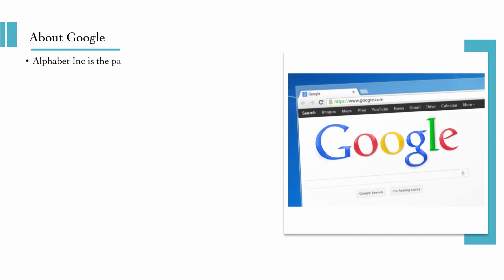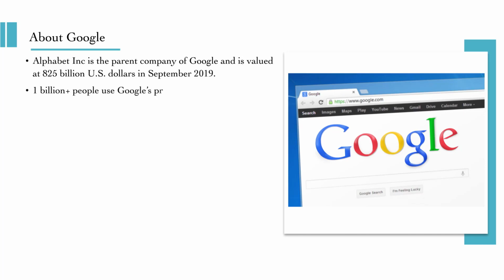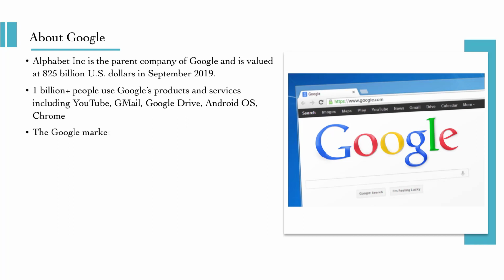Alphabet Incorporated is the parent company of Google and was valued at $825 billion in September 2019. Over 1 billion people use Google's products and services, including YouTube, Gmail, Google Drive, Android OS, Chrome, etc. An average person performs 3 to 4 Google searches per day. The Google market share among the world's search engines is 87.96%.